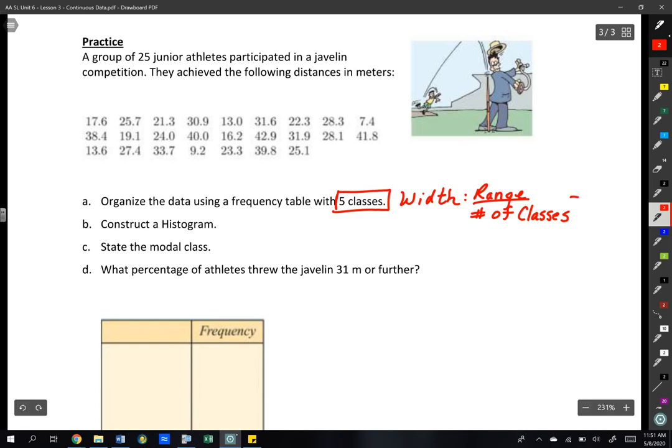All right, now our range is going to be our highest value minus our lowest value. Again, you may want to put the values into a list and sort it. It could make the process easier, but I'm just going to use my eyes and scan it. To me, I think it might be a little quicker. So our highest value, once you've scanned the data, is right here at 42.9, and our lowest value is 7.4.